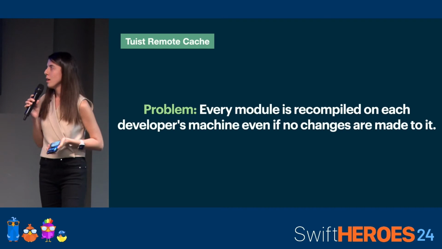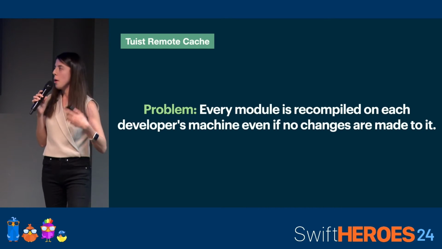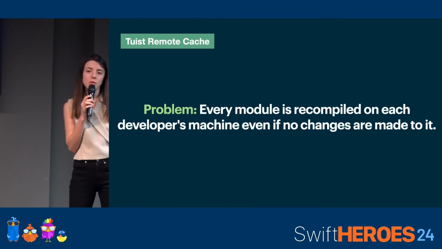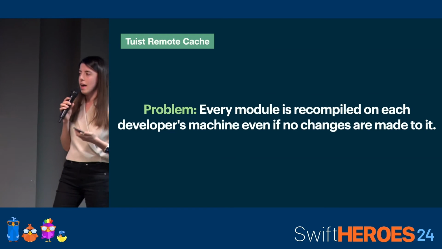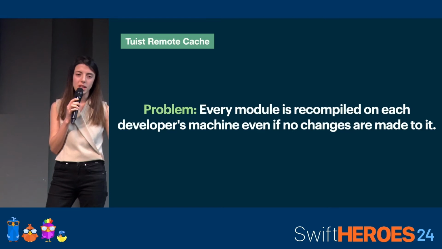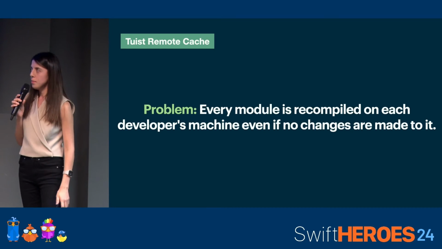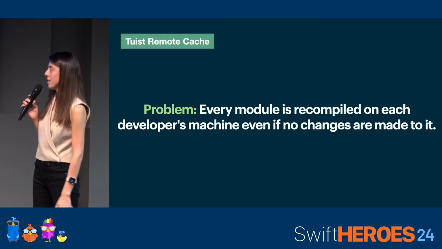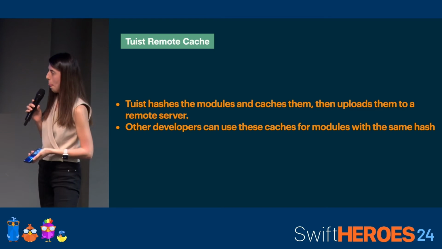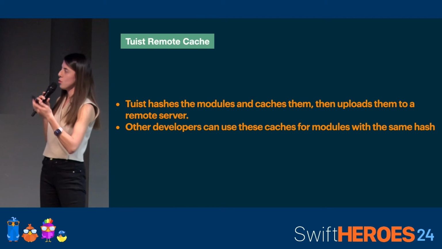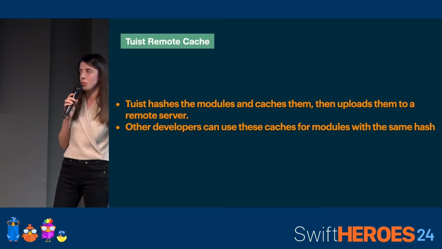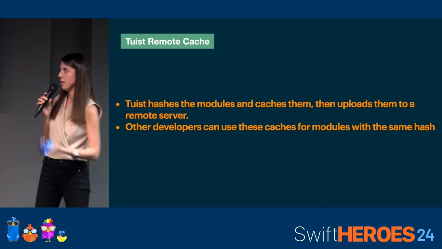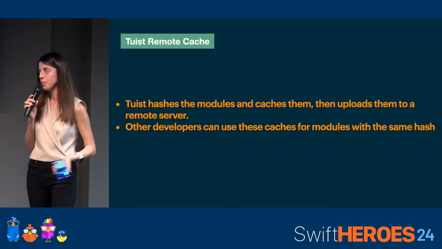We both know that every module is recompiled on each developer's machine over and over again, and I said that we have more than 80 developers, so it's a huge waste of time. To fix this problem, we tried to discover something new, and then we found the Tuist remote cache. Basically, Tuist hashes the modules and caches them, then uploads them to the remote server, and other developers can easily access this cached version and download it locally.